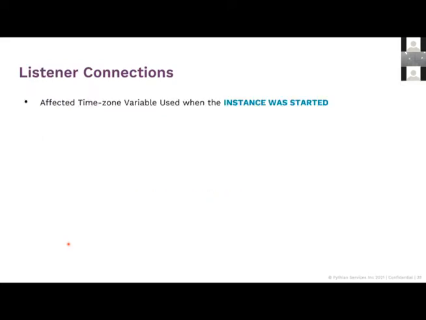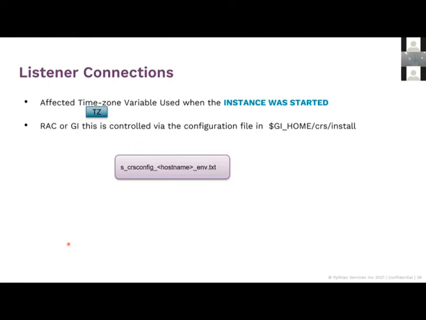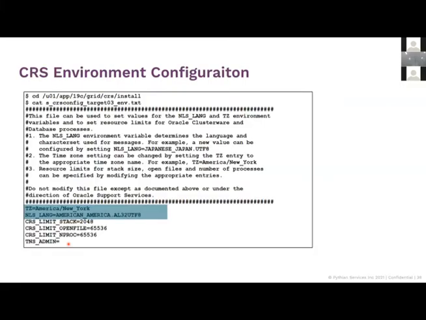However, for application connections or listener connections, this will depend on the TZ variable again, but as of when your database or your instance was started, as we call it, right? Now, if you're working on a RAC or GI, this is controlled in a file called the CRS config file. That's there in this particular location. And this is how you see this information. Now, here you can see this is the time zone that I wanted to be in.